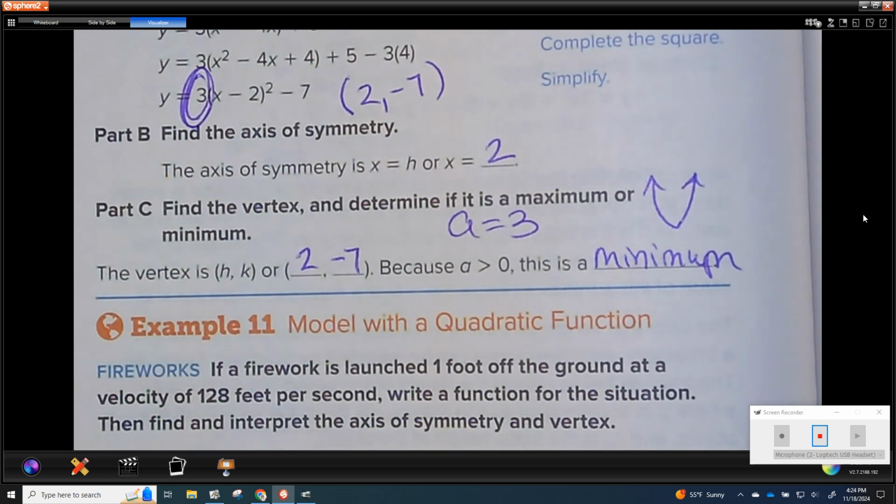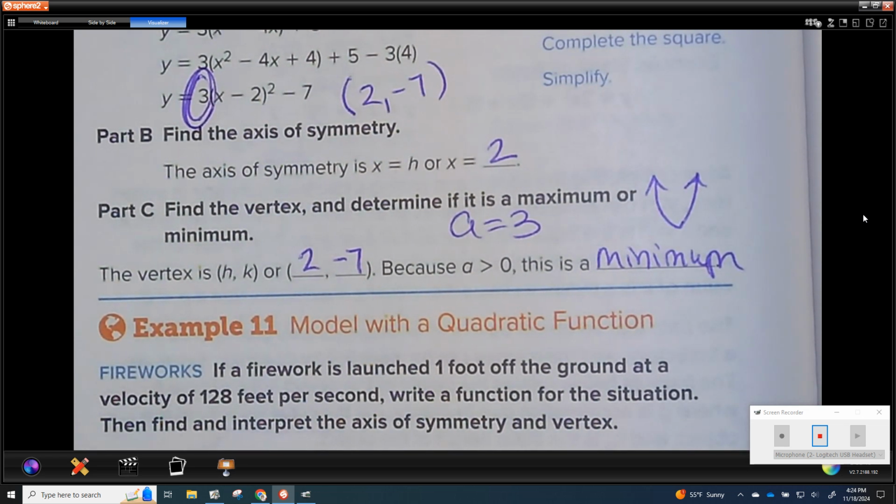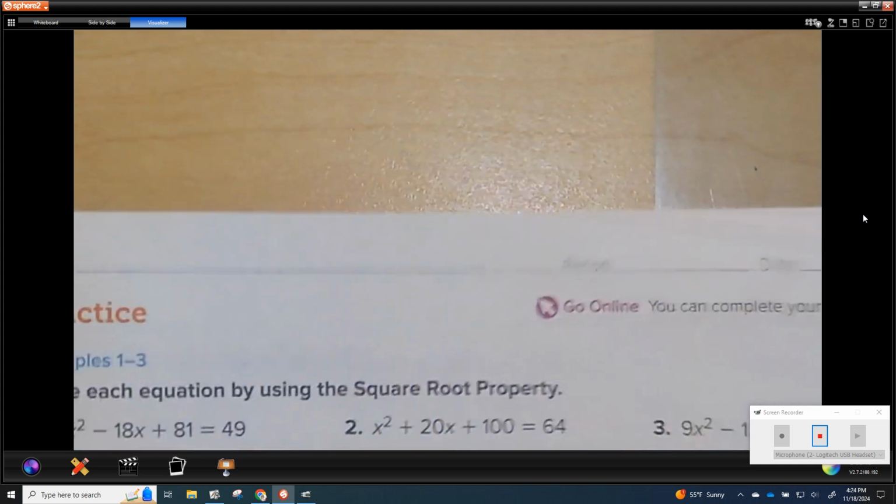Here's one with a quadratic function. I don't want to do that. I'm sorry I don't have all the problem numbers right here in front of me.